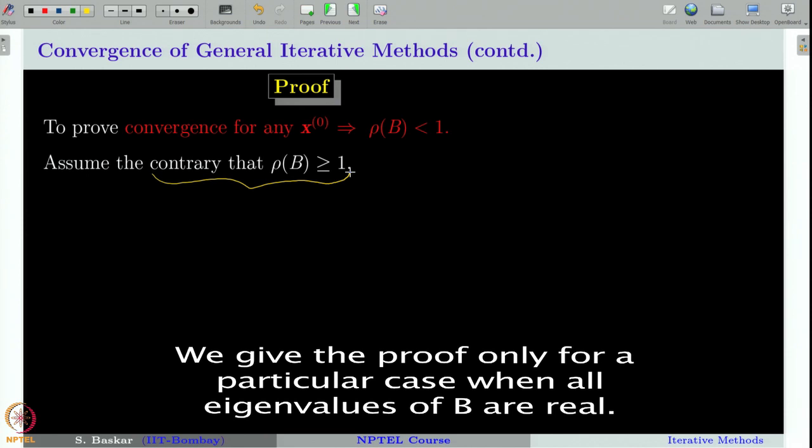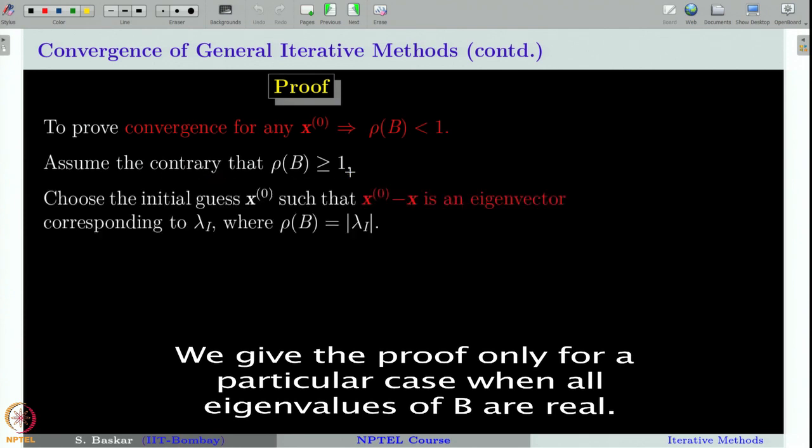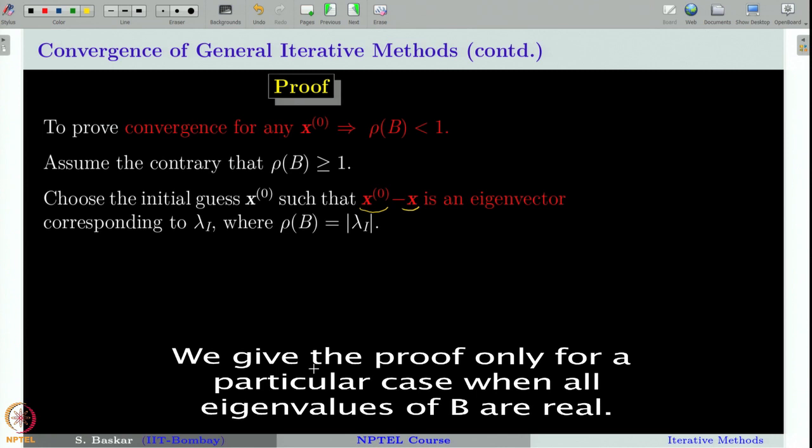For that, I have to choose a particular initial guess conveniently to make the sequence diverge. How am I going to choose this initial guess? Well, I will choose my initial guess in such a way that x naught, that is my initial guess, minus x, remember x is the exact solution of the system x equal to Bx plus c, this is a vector now. I will choose my initial guess in such a way that this vector is an eigenvector corresponding to which eigenvalue? Well, the eigenvalue at which the maximum is achieved. That is nothing but that eigenvalue which came as the spectral radius of my iterative matrix.